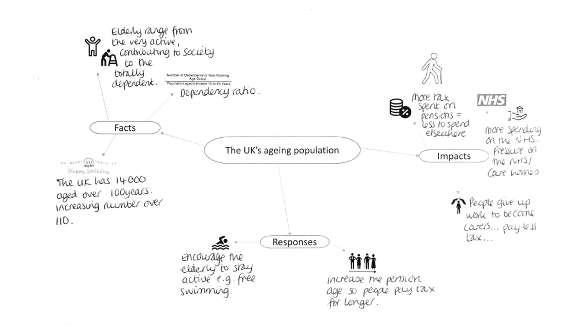So we need to be able to talk about the UK's ageing population, and you could be asked about the causes, the impacts, or the responses to this. So we have over 14,000 people aged over 100 and an increasing number over 110 due to high standard of living and better diet and a healthier lifestyle.